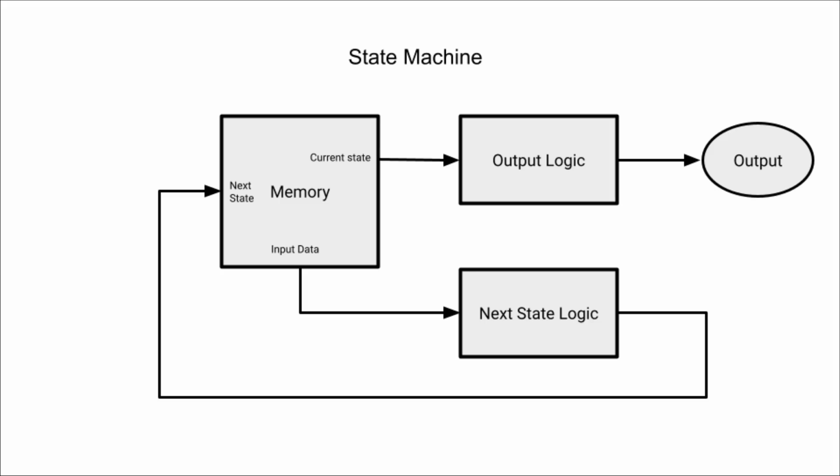This is what the standard generalized state machine looks like. The memory delivers its current state to the combinatorial output logic, which then generates the output for that cycle. At the same time, the next state logic uses the input data from that cycle to determine the next state. The following cycle, the process repeats, and the new state becomes the current state.